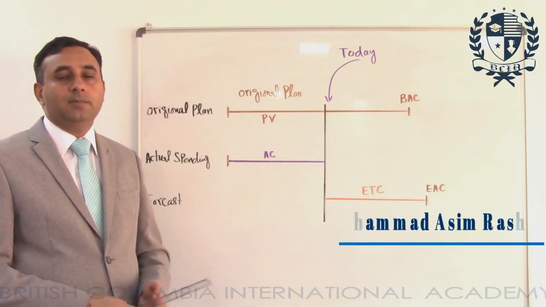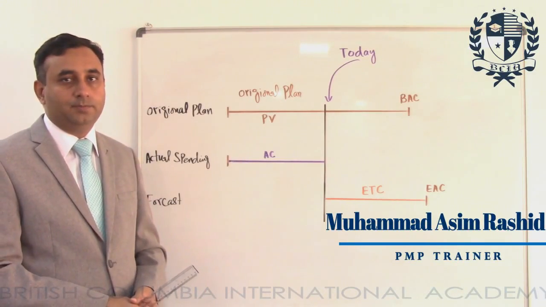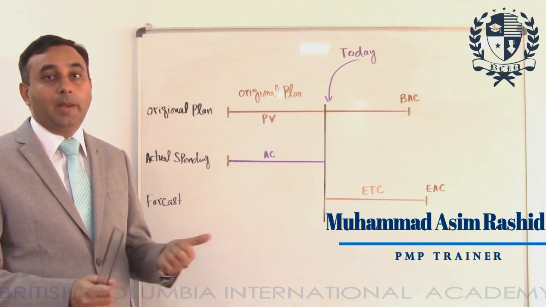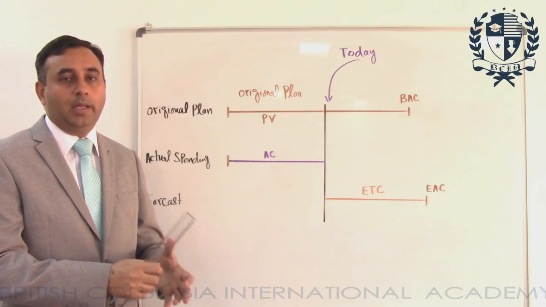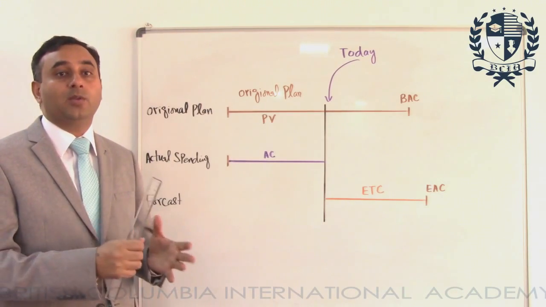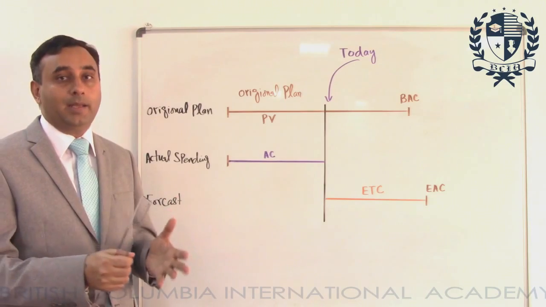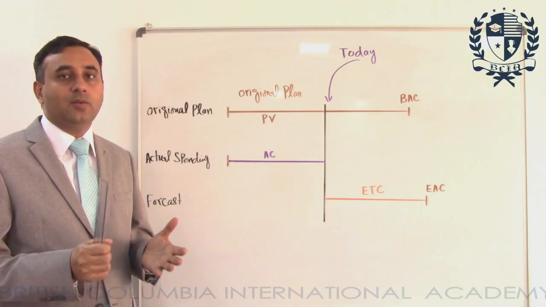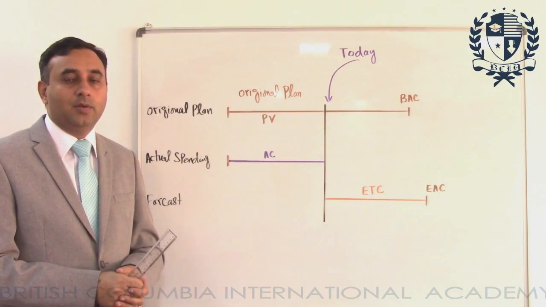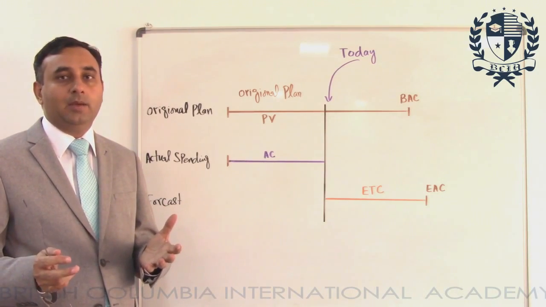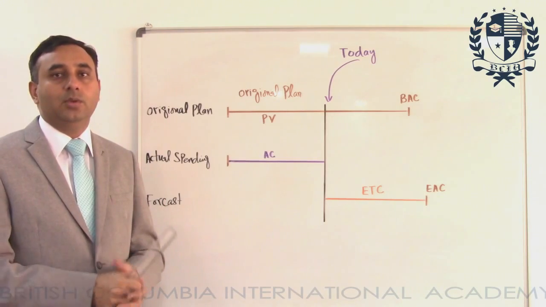For cost management, three items are very important. First of all, the plan. Secondly, how the project is going with respect to the cost, the spending, the actual spending. And the last one, forecast. To handle all these three items, we have a technique known as earned value management.